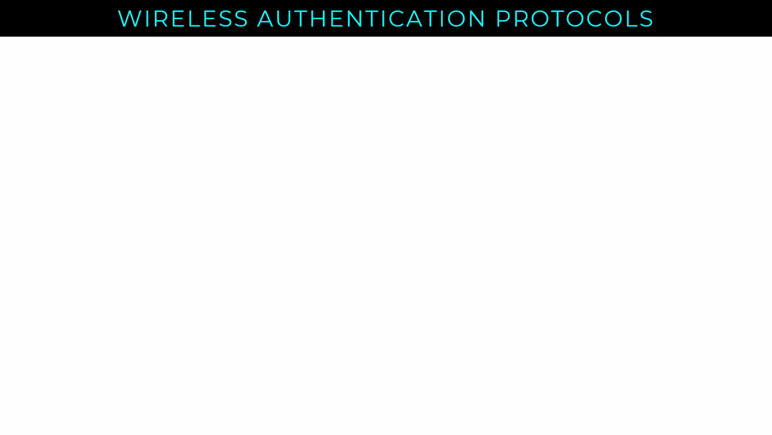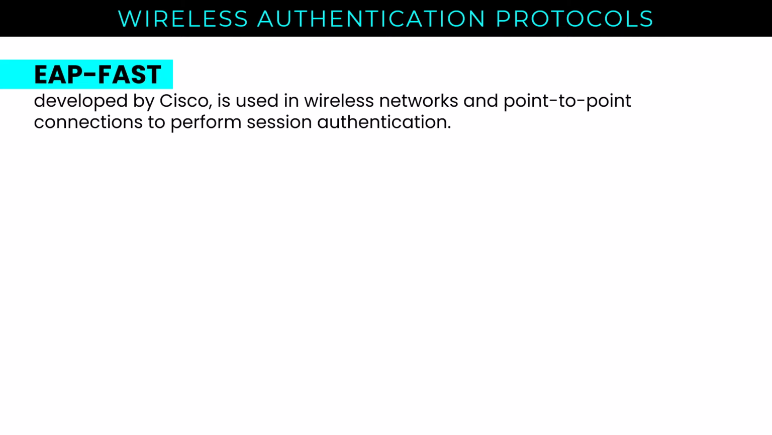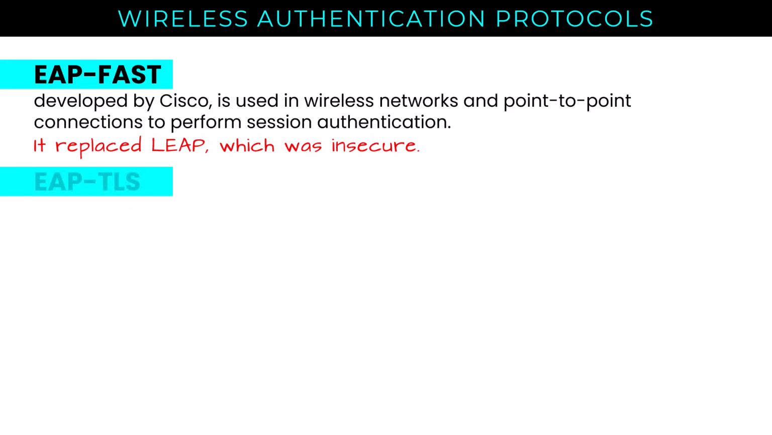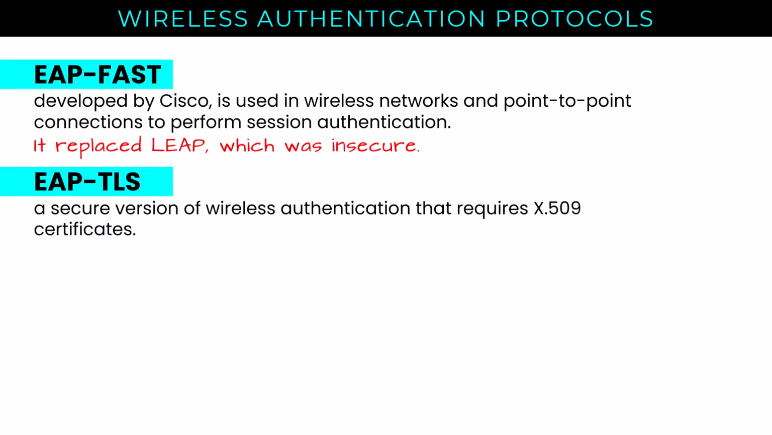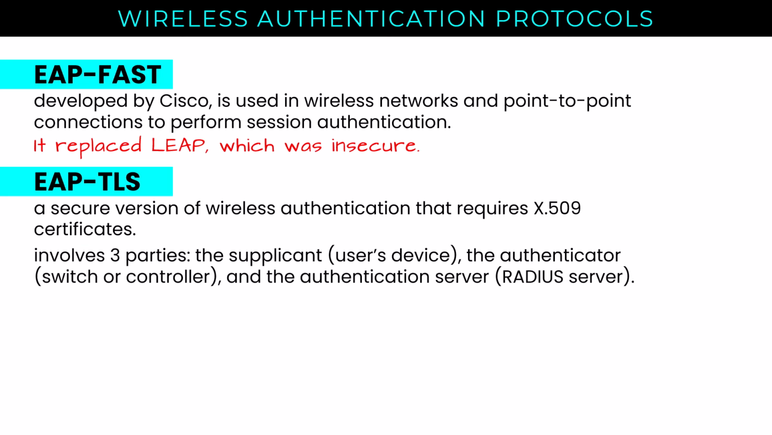show you that progression. So we have EAP-FAST, which was developed by Cisco, used in wireless and point-to-point connections to perform session authentication, and it replaced LEAP, which was insecure. Then there's EAP-TLS, a secure version of wireless authentication that requires X.509 certificates. The EAP-TLS process involves 3 parties: the supplicant, which is the user's device, the authenticator, the switch or controller, and the authentication server, the RADIUS server.